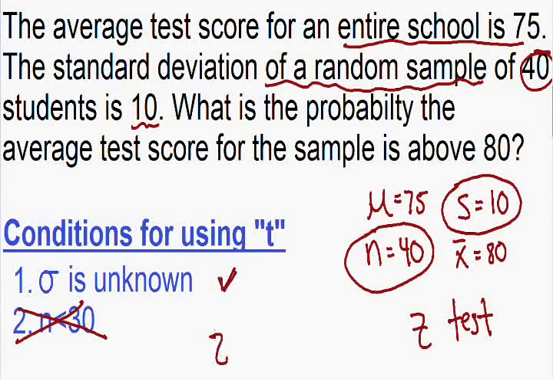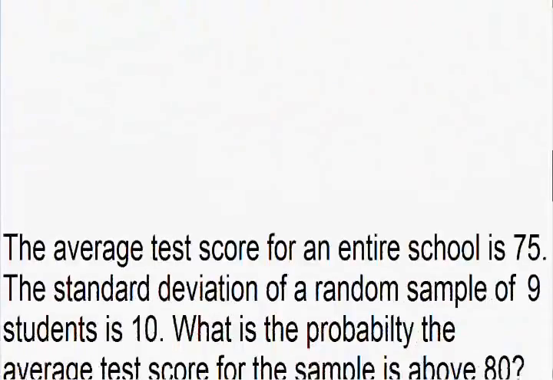And our formula for z in this example would be the average of the sample minus the population average divided by the sample standard deviation all over the square root of the sample size. And once again, I'm not going to go over this example in more detail, because the point of this video, once again, is that I just want you to know whether to use z or whether to use t. So let's go over one last example, and I think that should cover everything.